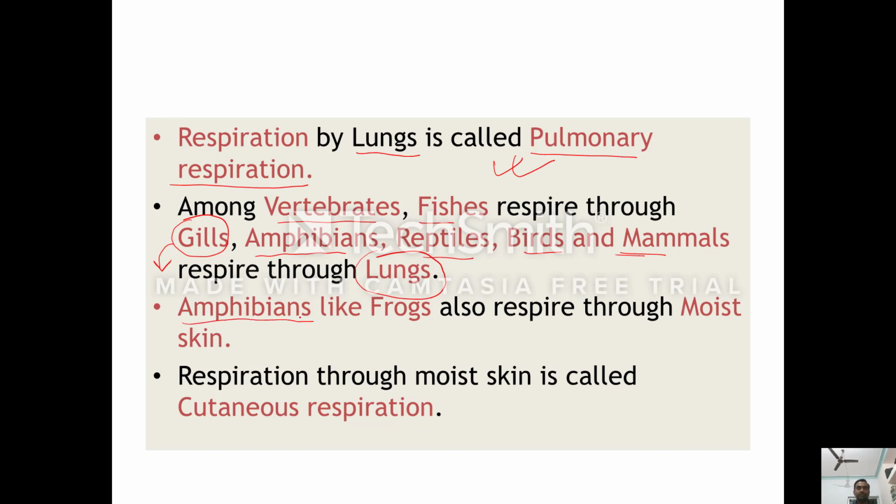Among the amphibians, they also respire through the moist skin, and respiration through the skin is called cutaneous respiration. So these are the different animals and their different respiratory organs.